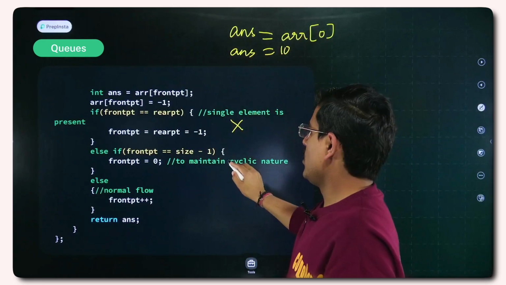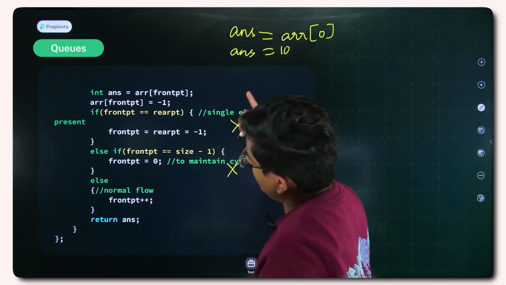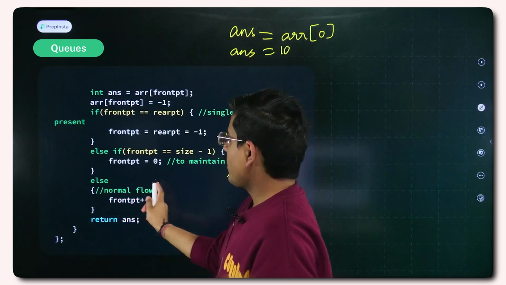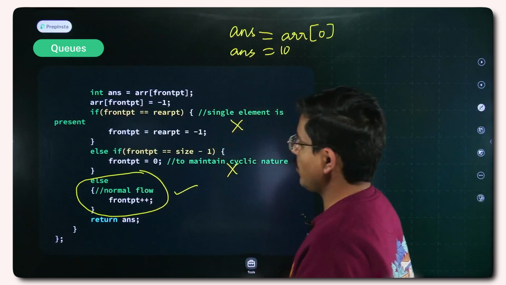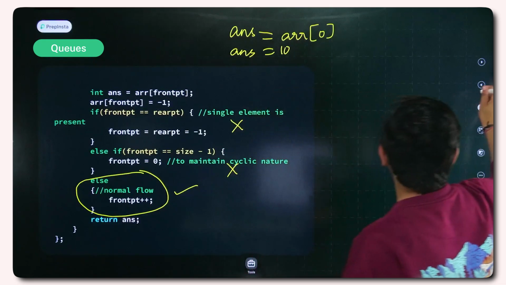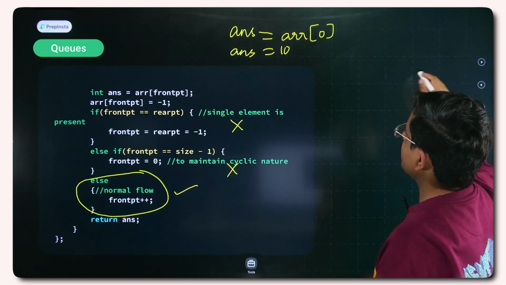No, it is not. So this is also not possible. This will not work. Now, if it will not work, then what will happen? You execute this particular else block. Fine. So front PT gets incremented and your front pointer is actually incremented.